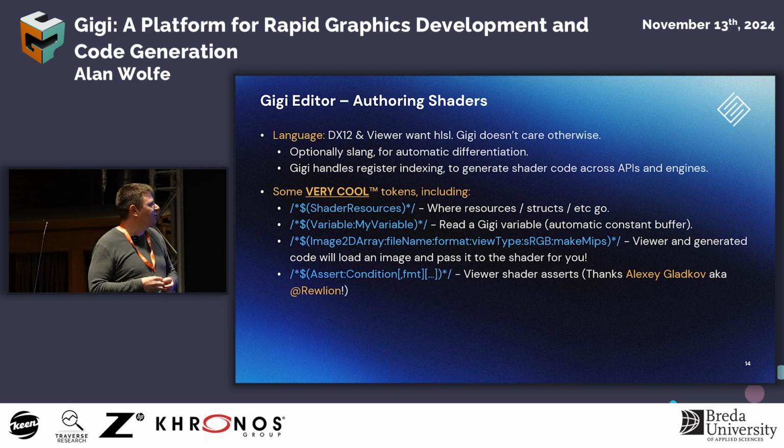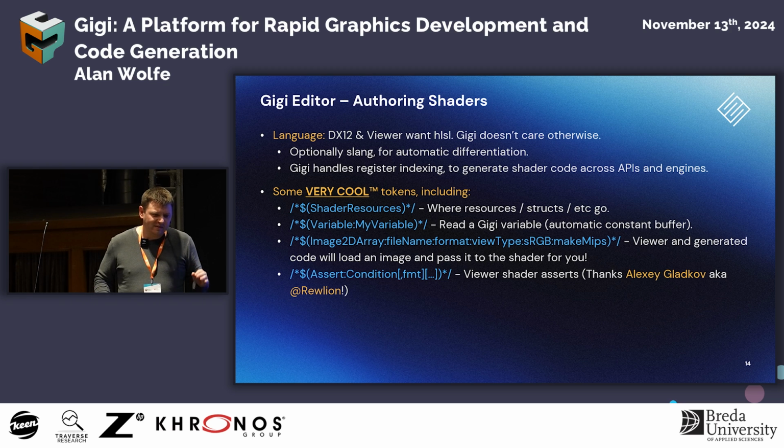The second bullet point shows how to read a Gigi variable, and that comes through as an SRV. There's been some thought about whether the GPU could maybe write to variables, and that's still being thought through, like whether they would come through as a UAV if you wrote them here, or something else. But that's on the map.